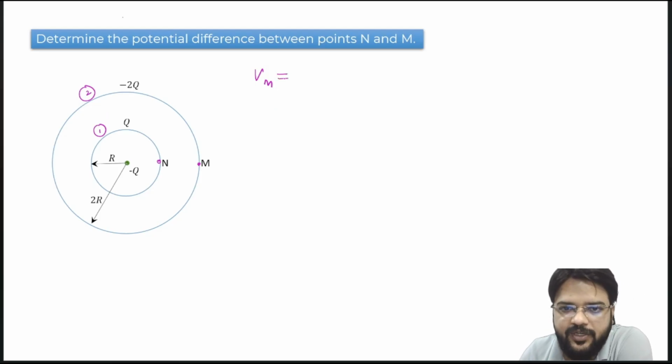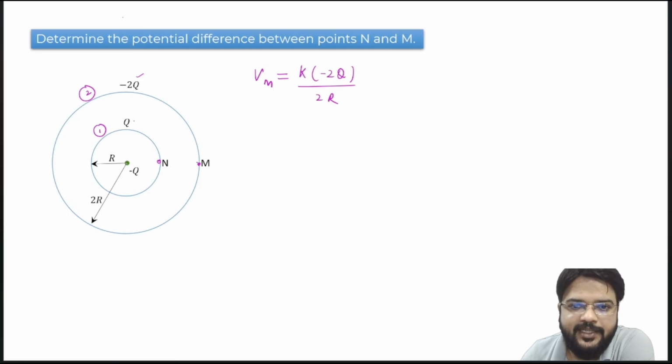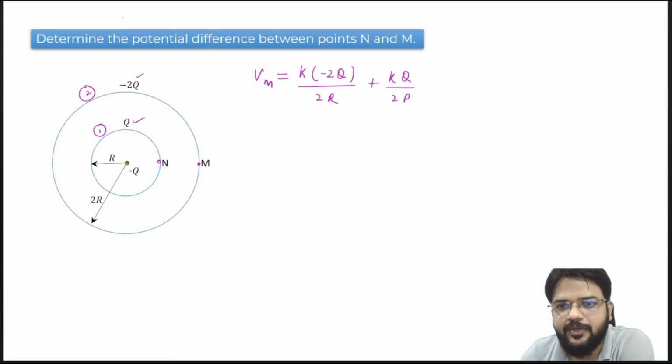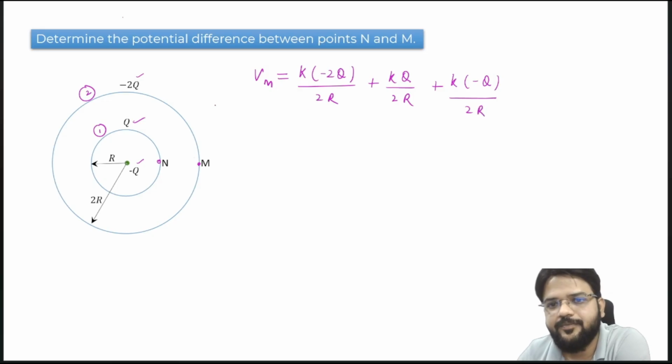So Vm can be written as what, everyone? The potential at the M point. First of all, I am writing due to this minus 2q charge, the potential at M can be written as K minus 2q by 2r. Then I will write the potential due to this q charge at the M point. It is plus kq by 2r. Now the potential due to this minus q charge at the M point is plus k minus q by 2r. This thing we will get.